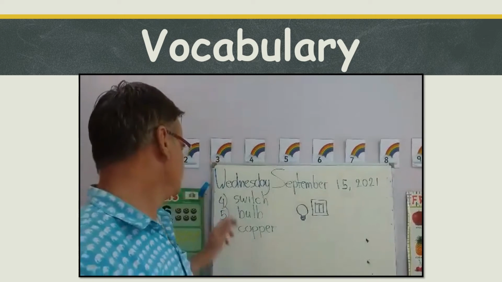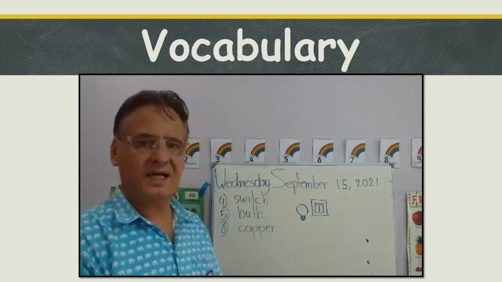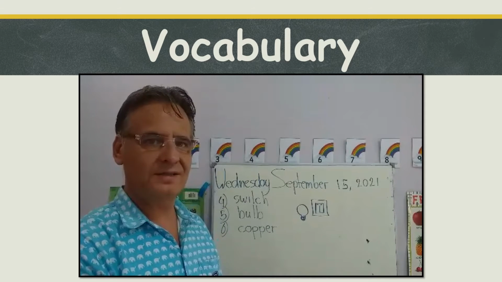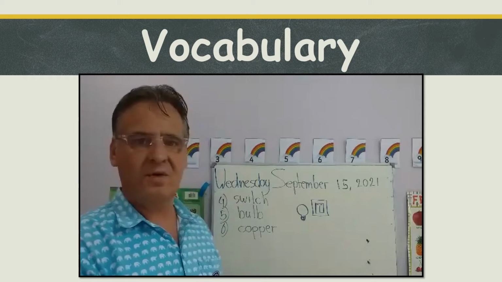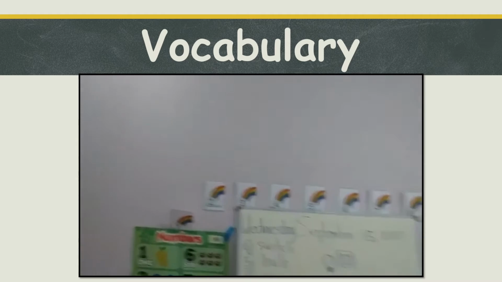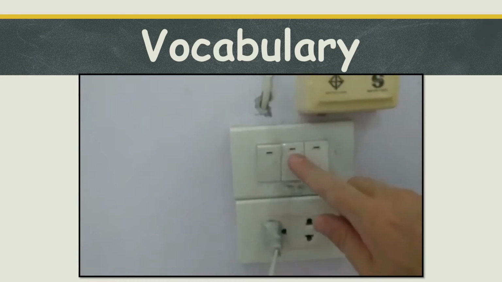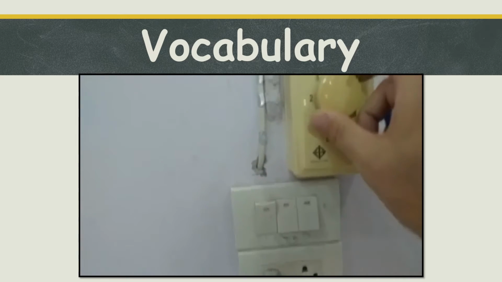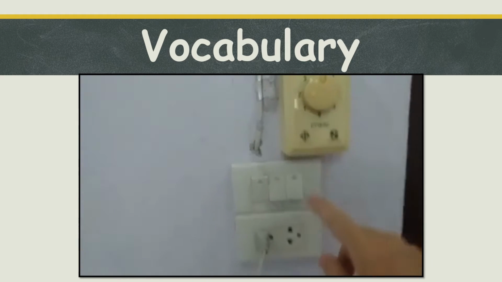Okay, three more. Number four, switch, S-W-I-T-C-H. Can you pronounce that word? Right, it's a switch. What is a switch? Well, I will show you. Let's go over here. Look, you see, here are a couple of switches. This is a switch to turn the light on and off, right? And this is also a switch to turn the ceiling fan on. So that's a switch, that's a switch.